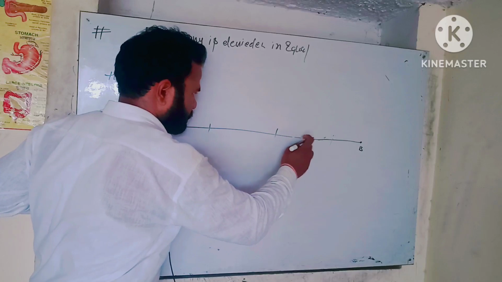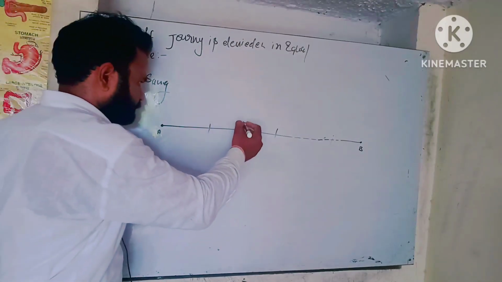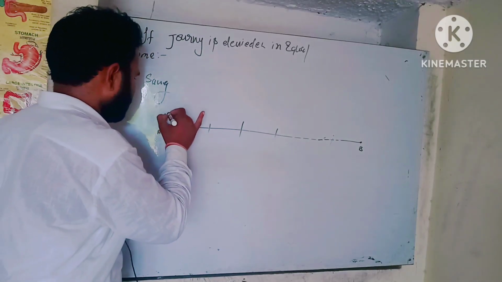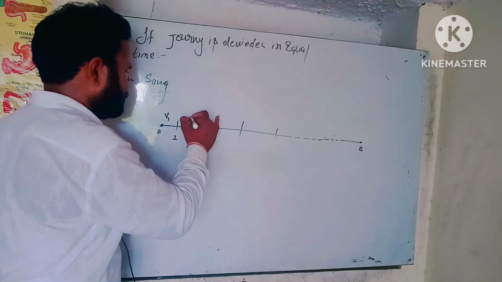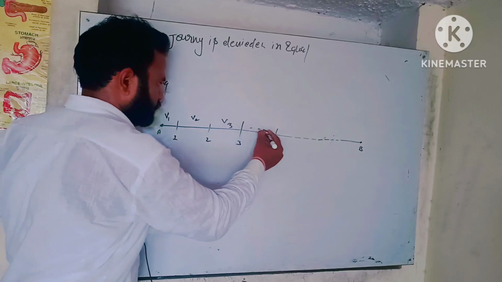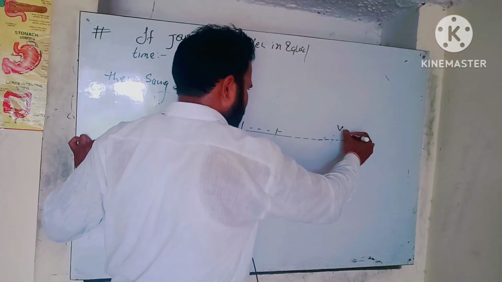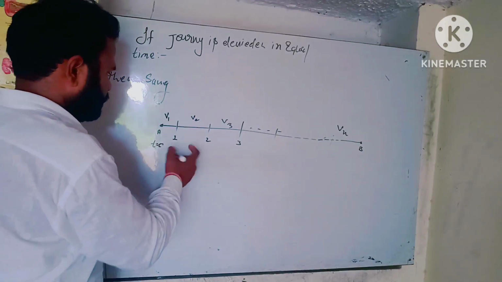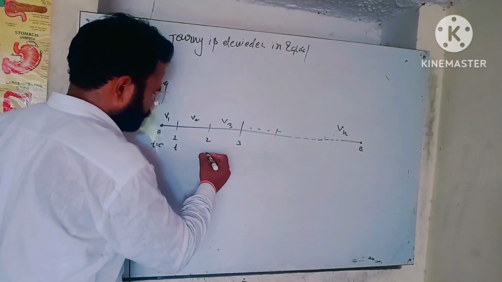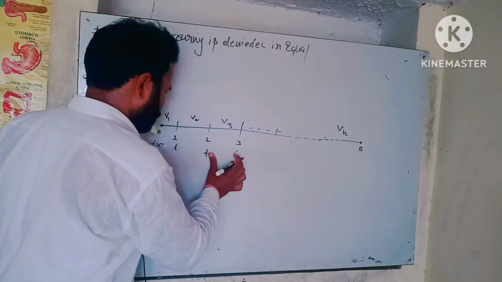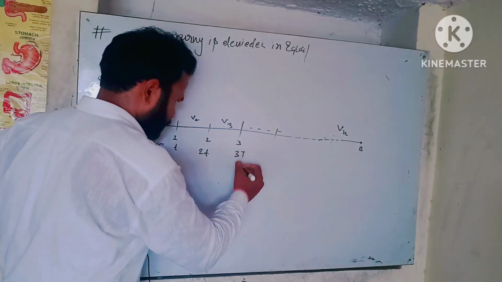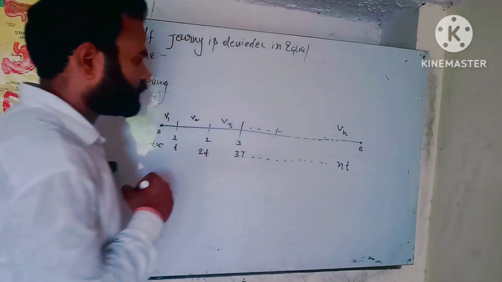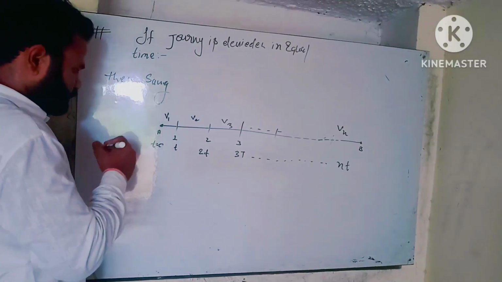Suppose the velocity from point A is v1, the velocity at point 2 is v2, at point 3 is v3, and up to point B it is vn. The time at point A is 0, then t, then 2t, then 3t, the time increasing until point B at nt.